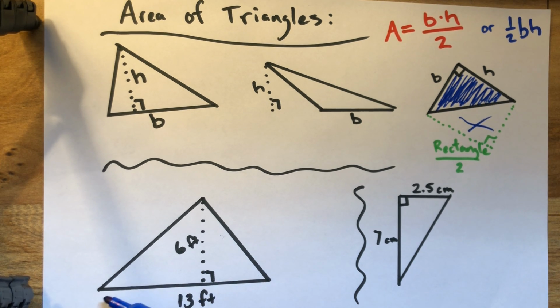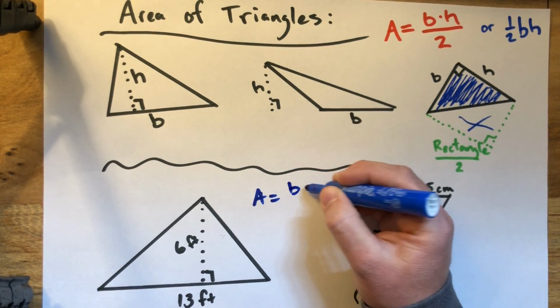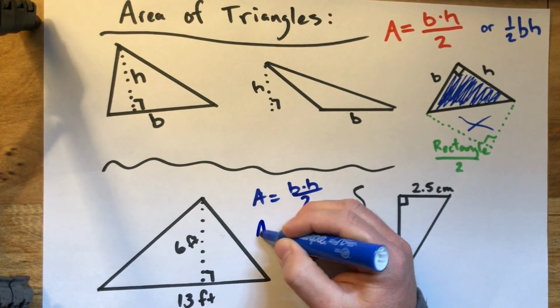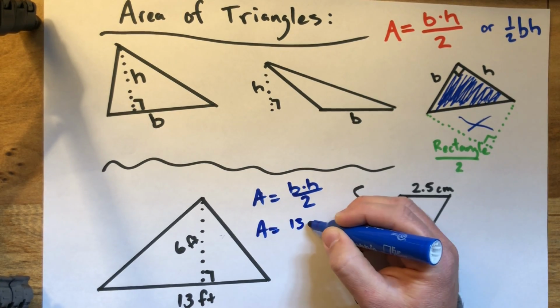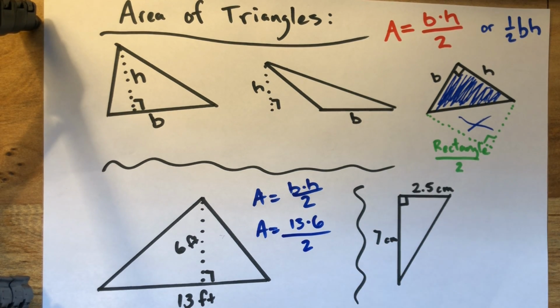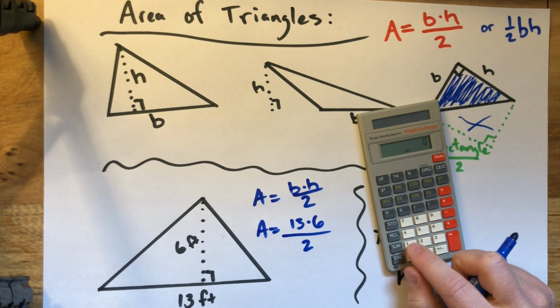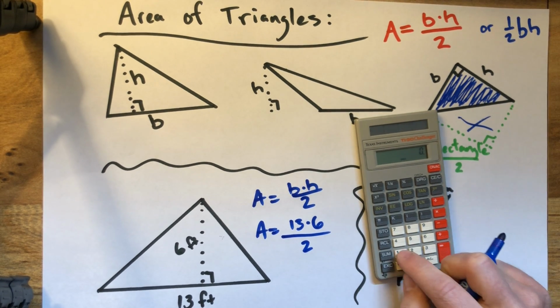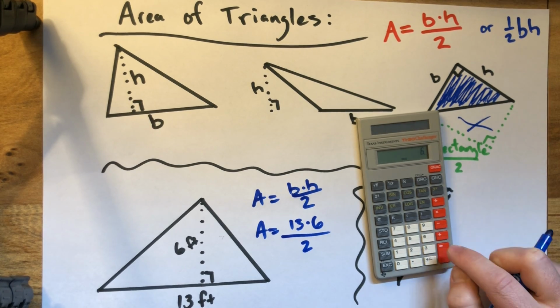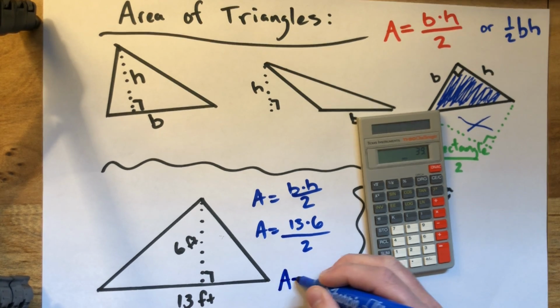Pretty simple today. Let's look at area of this first triangle. We have base and height being divided by 2. So let's start with our formula. Area equals base times height divided by 2. I'm going to call base 13, height 6, and we'll divide it by 2. You can use a calculator on this too if you want. Just make sure your answers are correct. Just to show you the correct way, we'll go 13 times 6 and divide it by 2 to get 39.